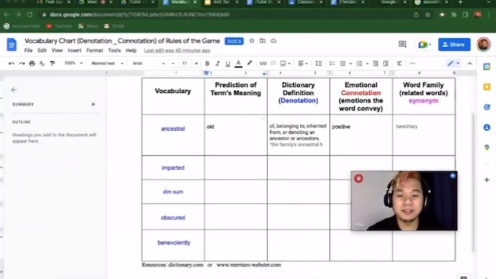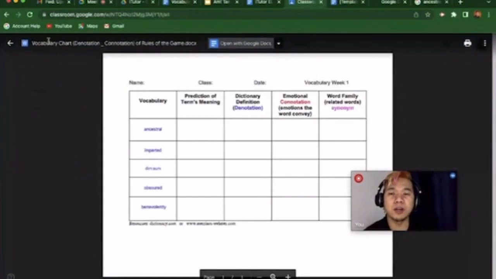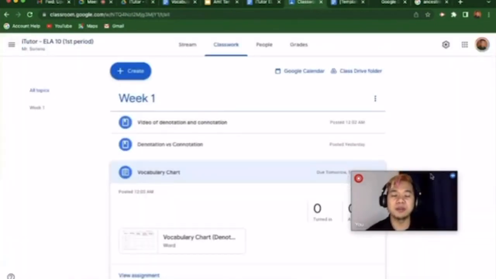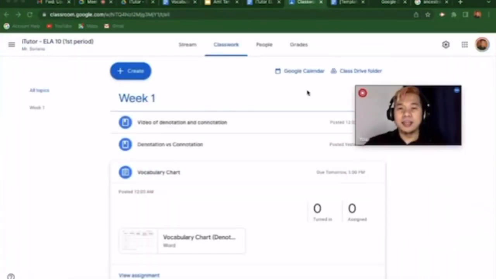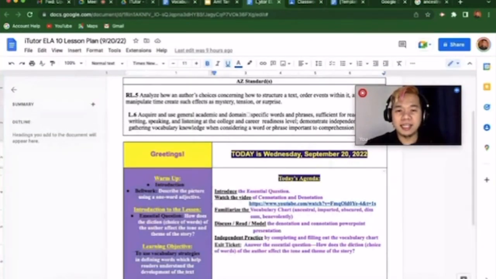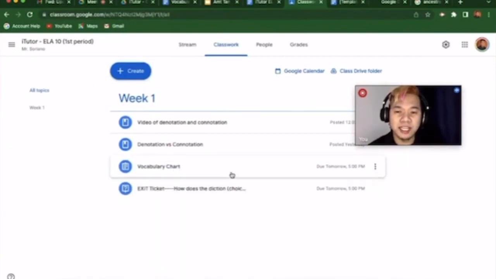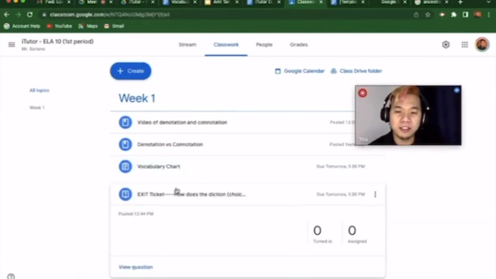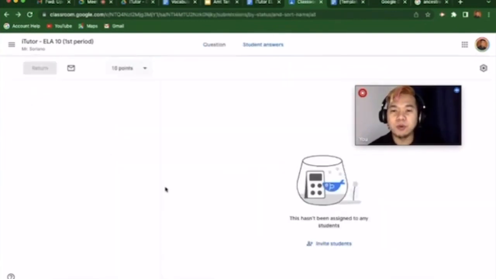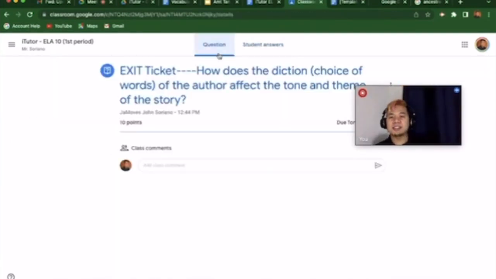Time is up. So for those who are done with this, you can actually turn in your assignments right now. And of course, the last item in our agenda earlier, you see that we have an exit ticket. So we just circle back to the essential question, and the exit ticket can be found as well in your Google Classroom. Just open it up. It will give you the prompt. So let's view the question. It asks you to answer this one.